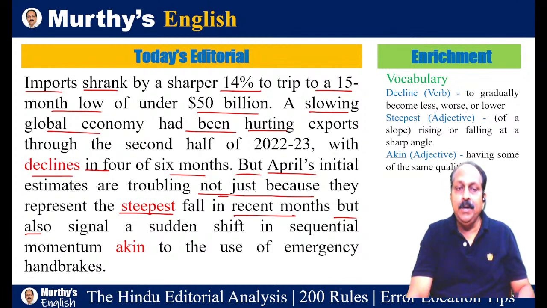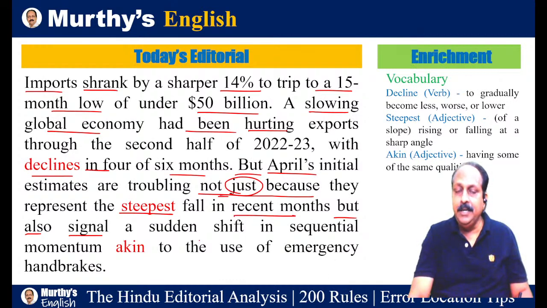So here, but April's initial estimates are troubling, not just because. Here the word just has been used to emphasize. Based on that, the writer has not used the word only. So it doesn't mean that it is grammatically wrong. That you have to know. Not just because they represent the steepest fall in recent months, but also signal a sudden shift.